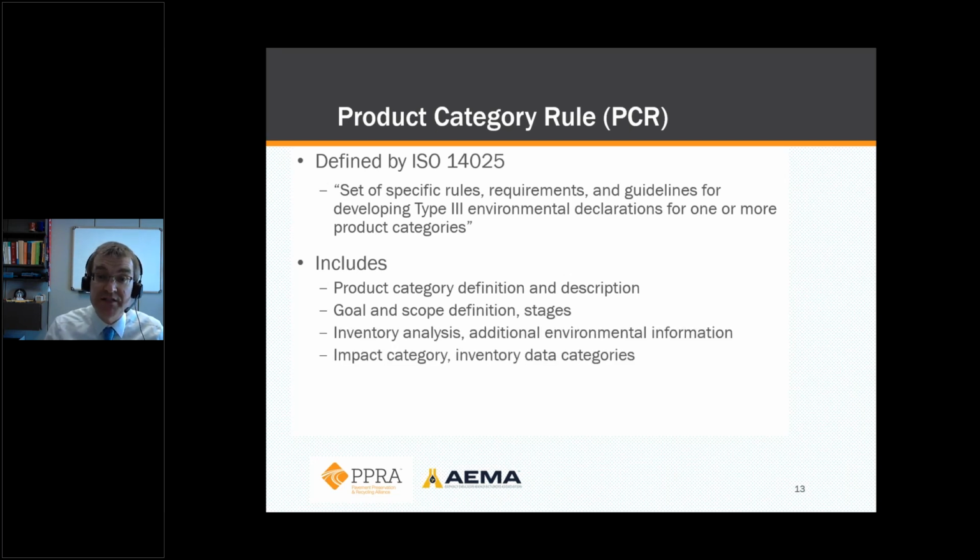You then have to dig into the impact categories, the inventory data categories, and the materials and substances to be declared. So this allows any individual facility to say, these are the things that I need to track in order to produce my own EPD.